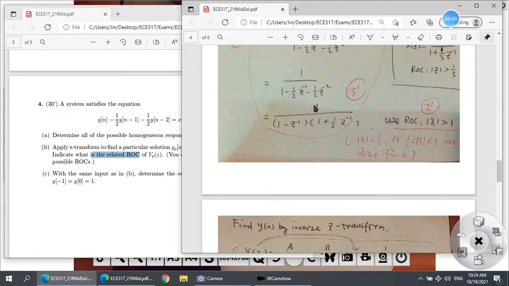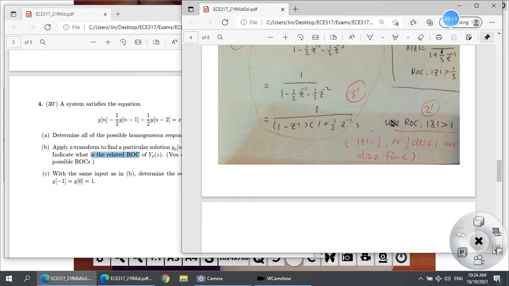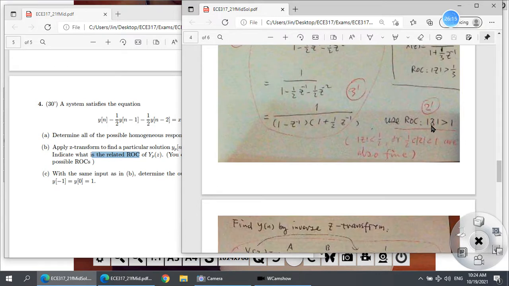Okay, then I rewrite it in this way. And what is the ROC? Here you can use the ROC |Z| larger than 1, or smaller than 1/2, or between 1/2 and 1. You can choose any one of these three, and any one is fine. But here I choose this one in this solution, and I don't know what you did in your exam papers. Any one works. Okay, so now I just follow this.